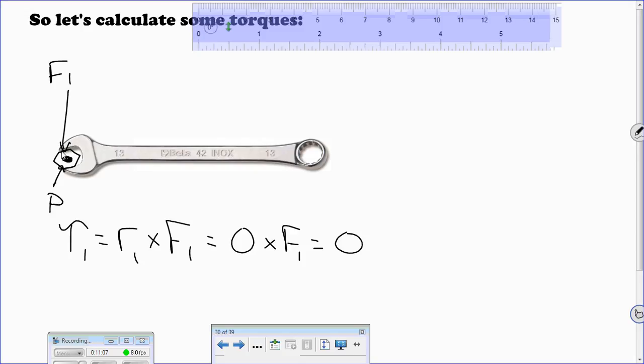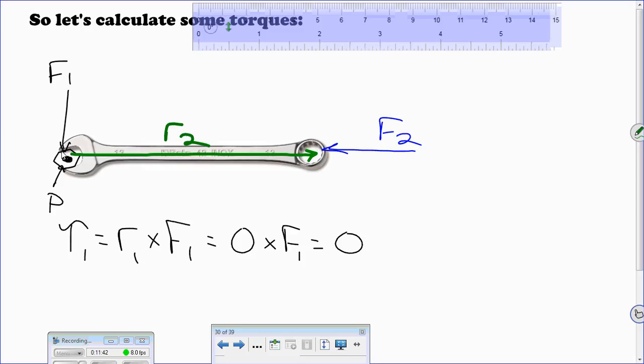Now, another way to do it, what if I push down here? We'll call this F2. Same thing, but there's a couple ways of thinking about this. Technically, my lever arm isn't 0 anymore. So this distance here would be my lever arm. The lever arm is defined as the vector that points from your point of rotation, your pivot point, to the point where the force is applied.